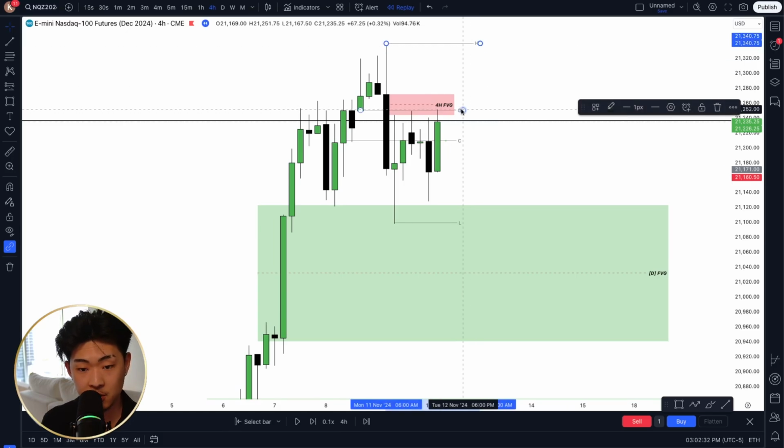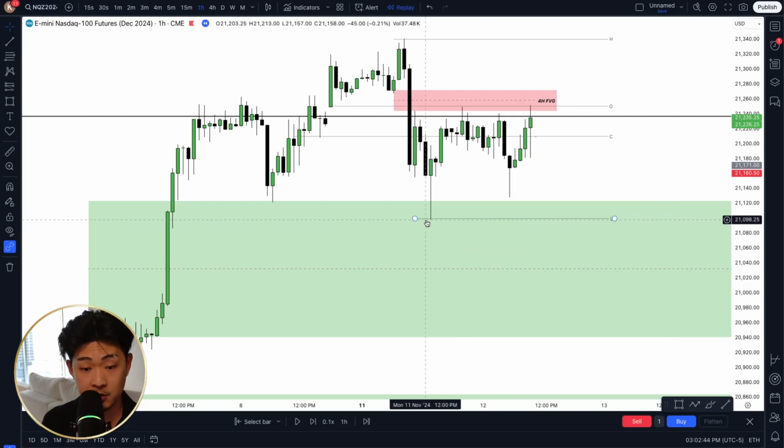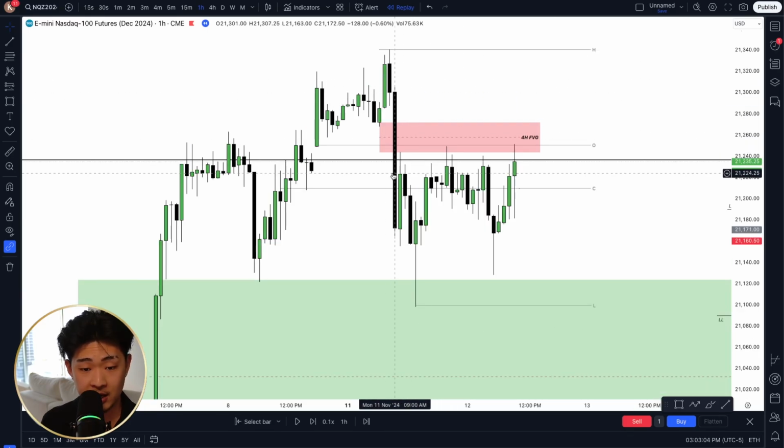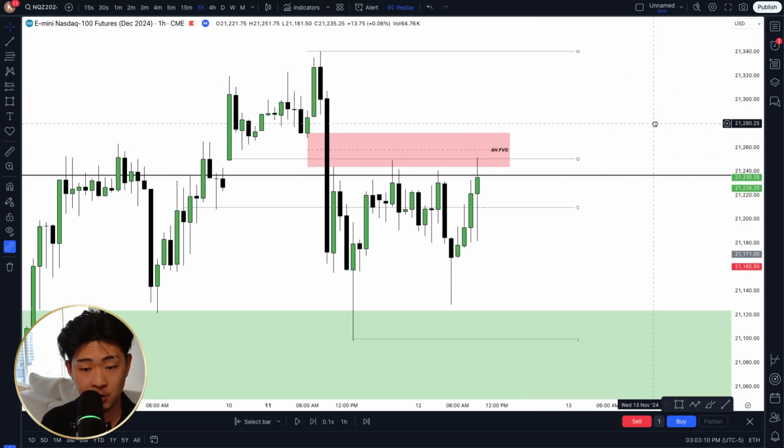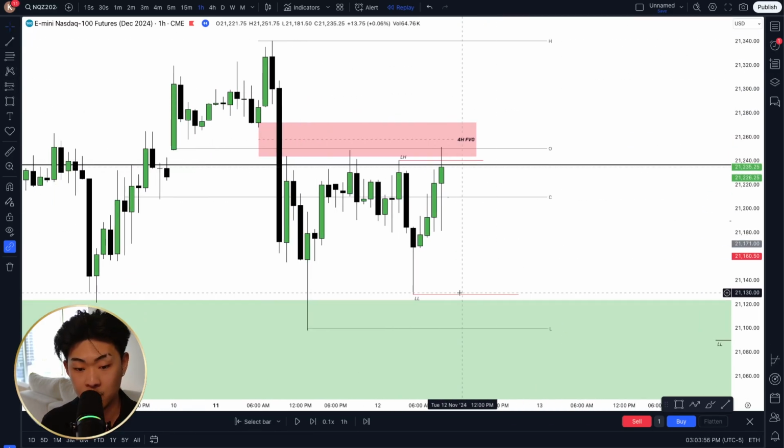So even though this is earlier in the week, we would have still been using this 4-hour fair value gap. Now, in terms of the 1-hour chart, we have had a bearish sell-off. We're consolidating down here. Let's go ahead and mark out London high and London low once again. We got London high up here, and we got London low down here.